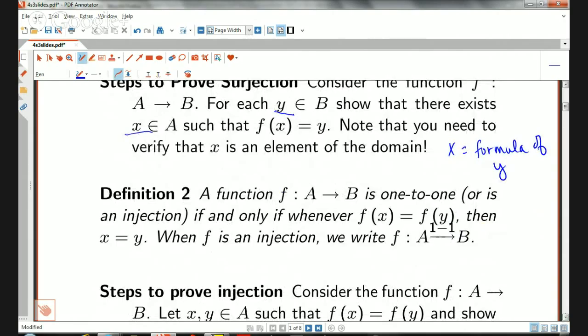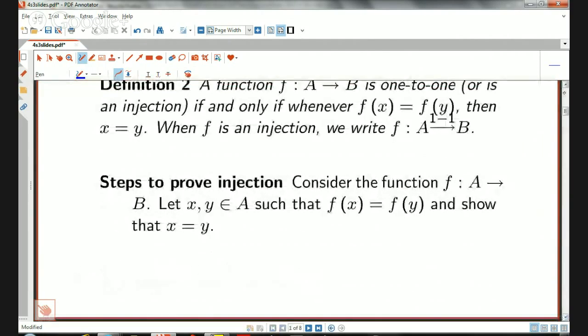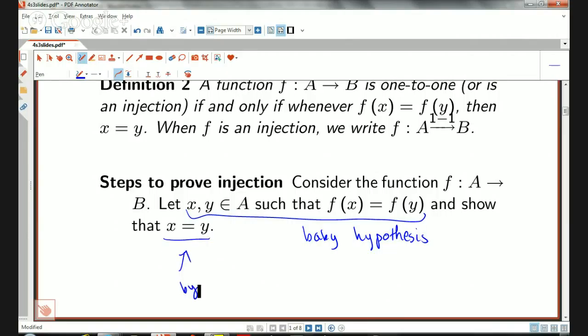Whenever f of x equals f of y, then x equals y. The steps to be able to prove this are you're going to let x and y be in A such that f of x equals f of y. So this is all the hypothesis. This is the baby hypothesis. That's what you're always going to assume. And then you're going to show that x equals y, and this is by algebra. Those are our steps that we're going to be dealing with.